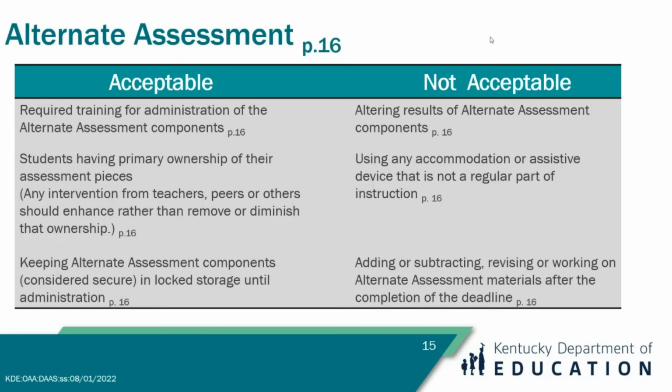Interventions related to the alternate assessment should not diminish students' ownership, but rather aid in the students exhibiting his or her knowledge and skills. Accommodations must be on the student's IEP, 504, or PSP, and the student should be accustomed to their use. Altering student results for any reason is considered a violation.